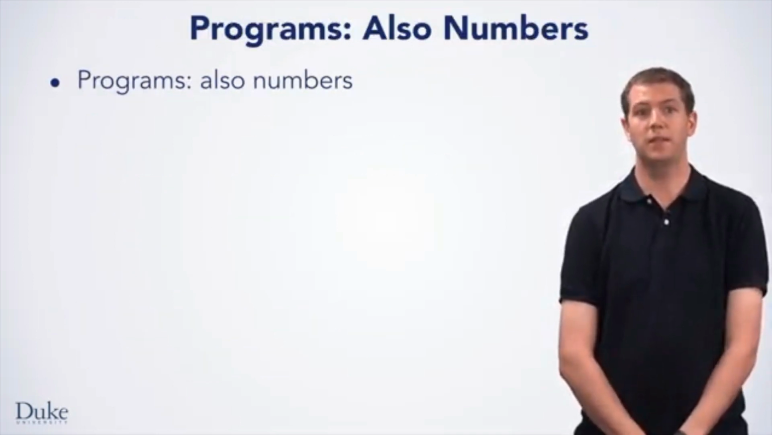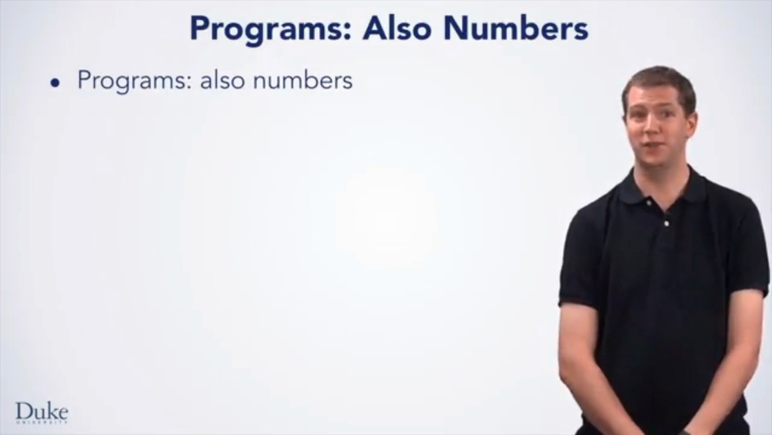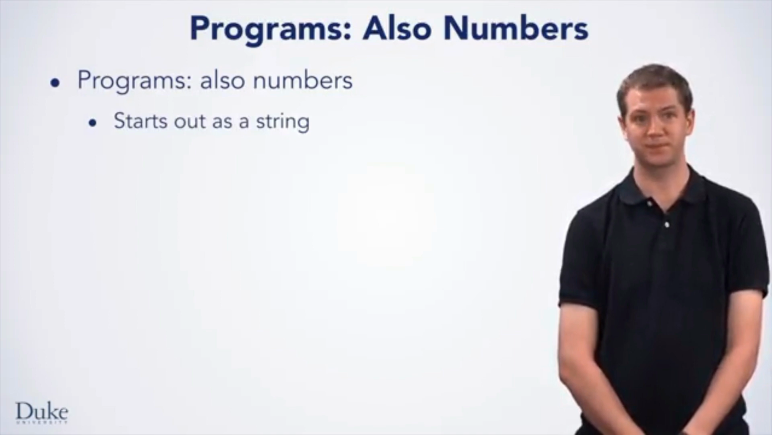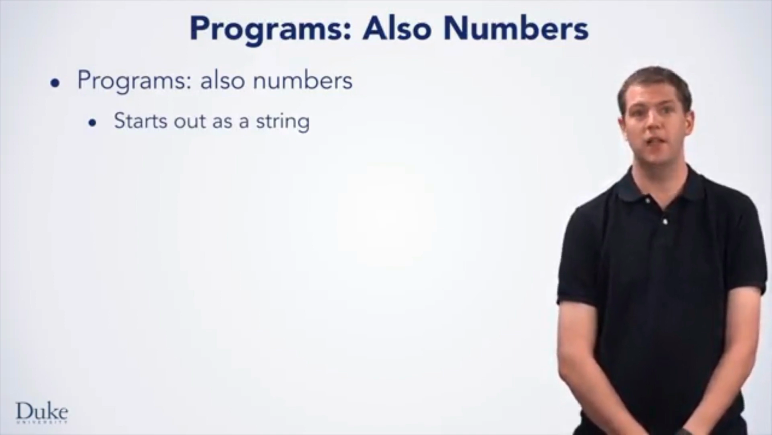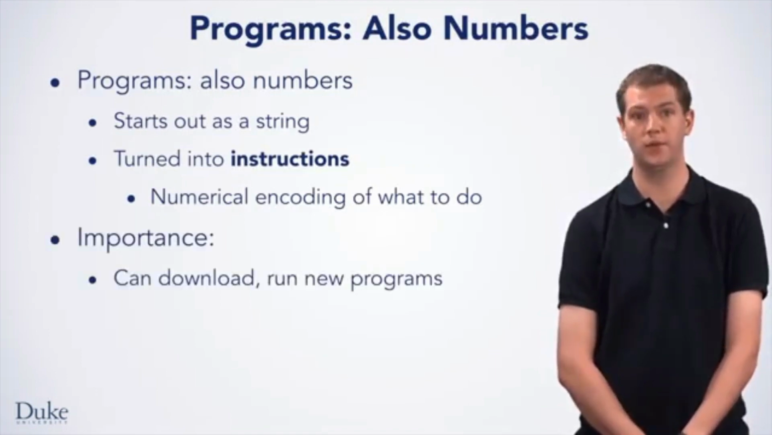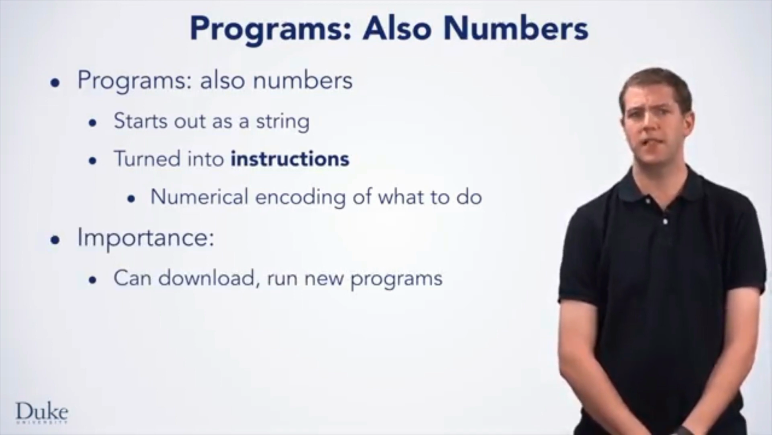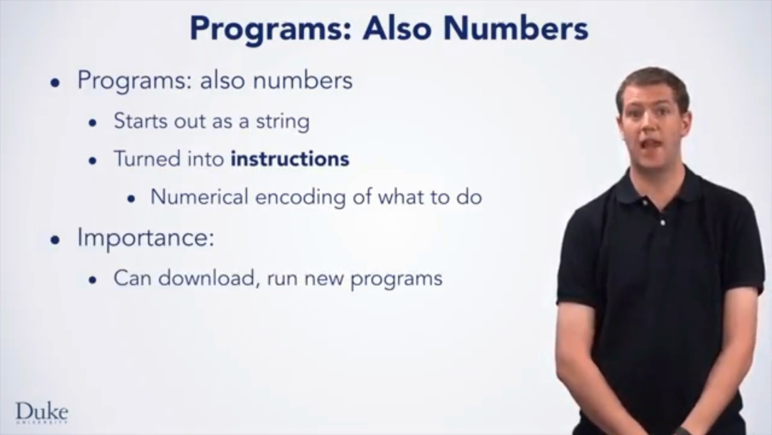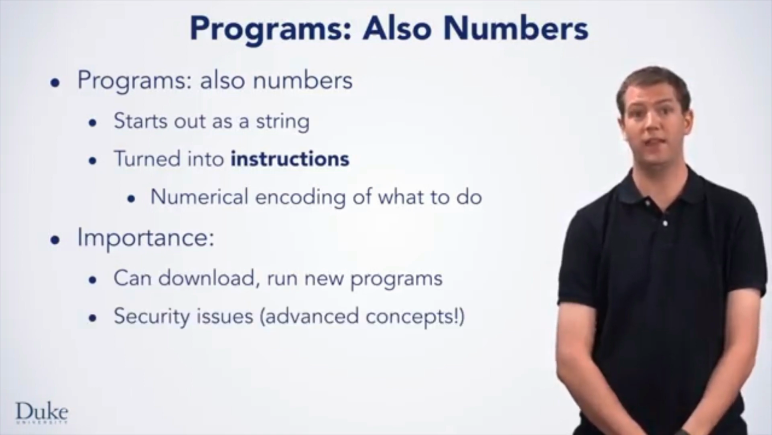One other thing that may surprise you is that programs themselves are numbers. Then again, it may not surprise you, since you just learned that everything is a number. As you have already seen, you express your algorithms to the computer by writing text. The code that you type in is a string. Another program takes this string and figures out how to turn it into numerical instructions that the computer can execute. The fact that programs are numbers is actually quite powerful. It means that you can download and run new programs on your computers. They're just data like everything else.